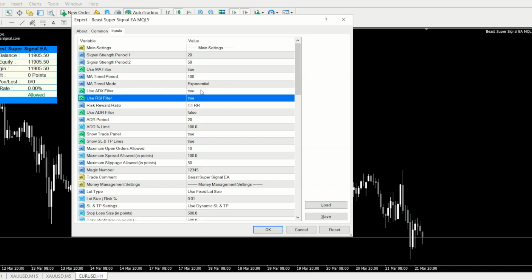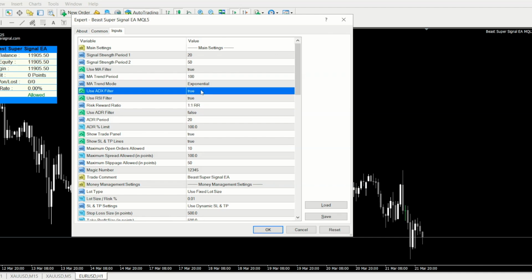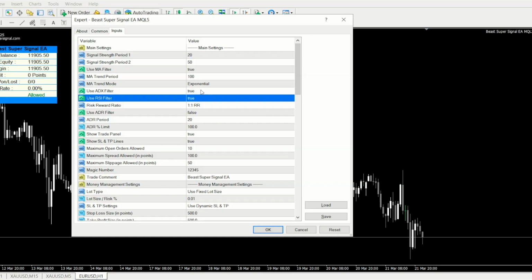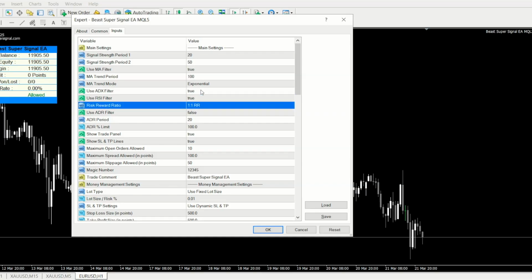The next are two new settings. Well, these are not new. These were hidden previously, but I've opened them up to allow further customization if you like. The one is an ADX filter. This is just a trend filter. It will only allow orders when the ADX is above 20. And an RSI filter, it only allows orders above or below the 50 RSI line. This is to keep in line with the trend.